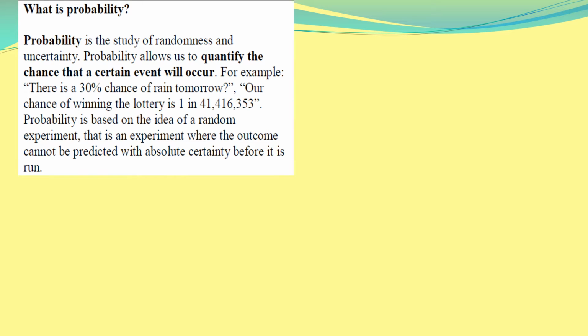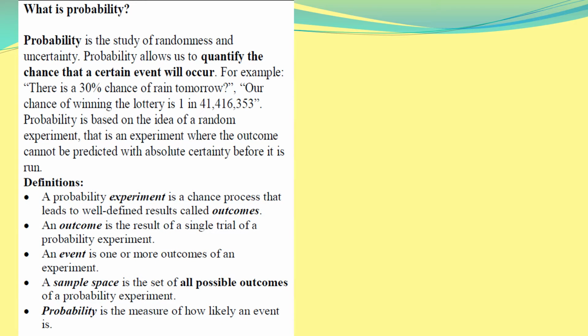Probability is the study of randomness and uncertainty. Probability allows us to quantify the chance that a certain event will occur. For example, there is a 30% chance of rain tomorrow. Our chance of winning the lottery is 1 in 41,416,353. Probability is based on the idea of a random experiment, that is, an experiment where the outcome cannot be predicted with absolute certainty before it is run.